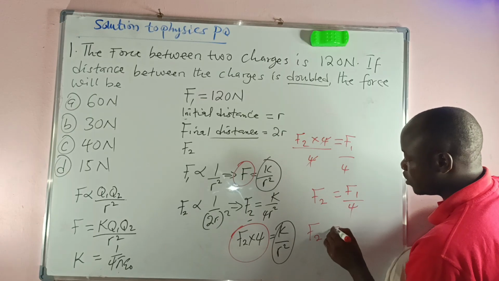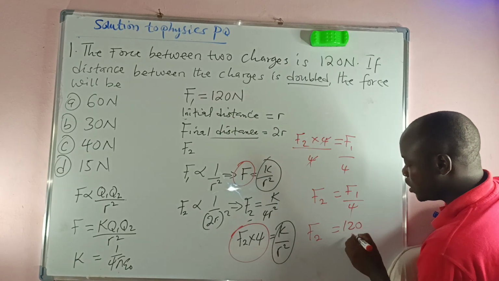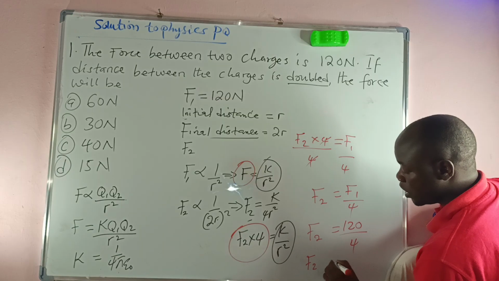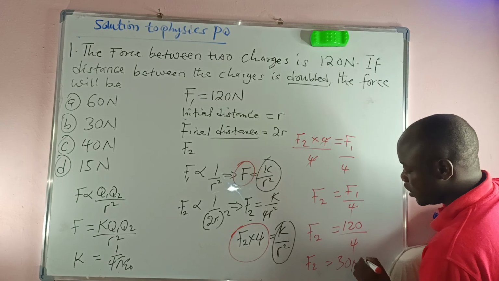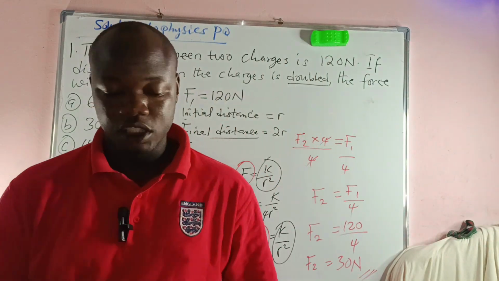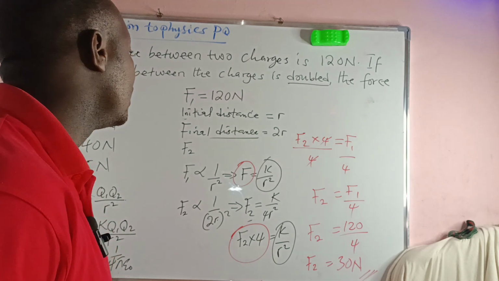And then F1 is 120, so we have F2 is equal to 120 divided by 4. And this will give us F2 is equal to 30 Newton. So this is the answer to this first question, ladies and gentlemen. I hope you understand this one.